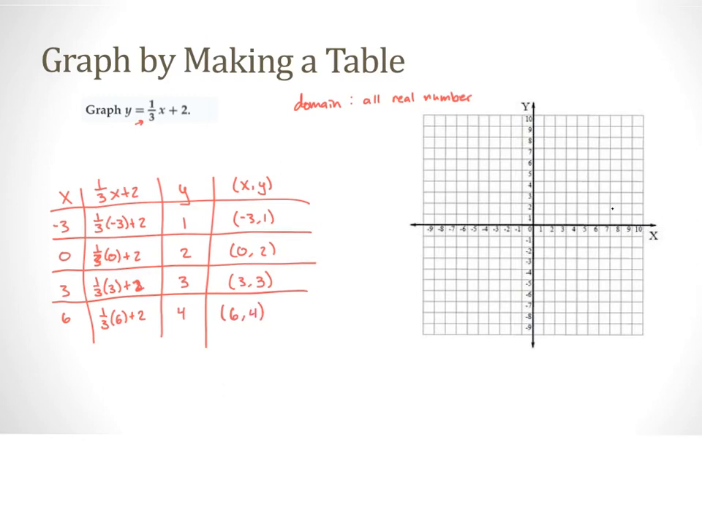All right, so now that I have all my points, I'm going to go ahead and graph them. Remember, x is first, then y. So (-3, 1) is right here. (0, 2) is right there. (3, 3). And then (6, 4). Now you really only need 2 points in order to graph a line. But it's always nice sometimes to graph more than one so you can get a clear picture.